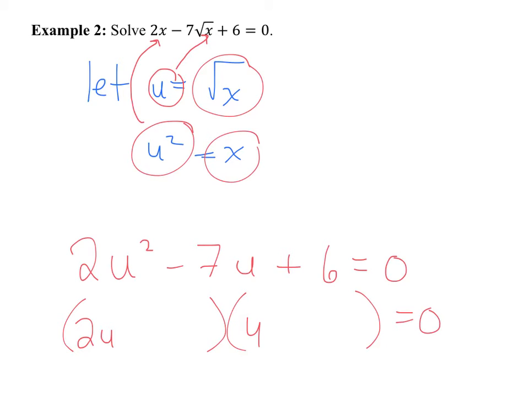So we know it's going to be a 2u and a u. Yeah, it is. We know it's going to be a 2u and a u. What could the other terms be? What have you got for the other ones? I mean, 6 is either going to be 3 and 2 or 6 and 1. So 3 and 2 or 6 and 1. They're either both going to be positive or both negative. I'd say both negative because there's a negative here, right? 3 and 2. Which way, Ryan?